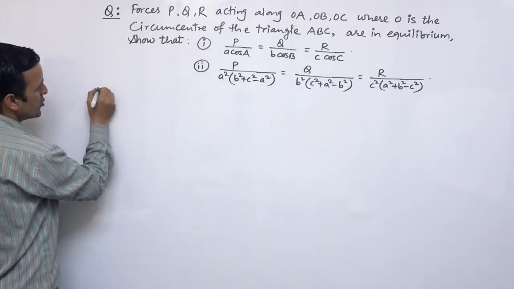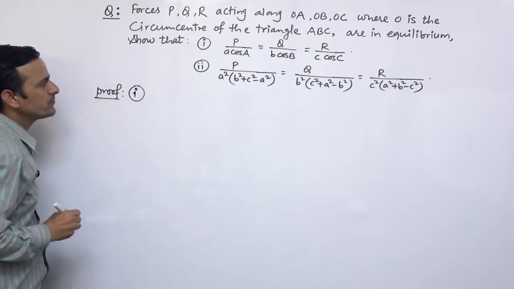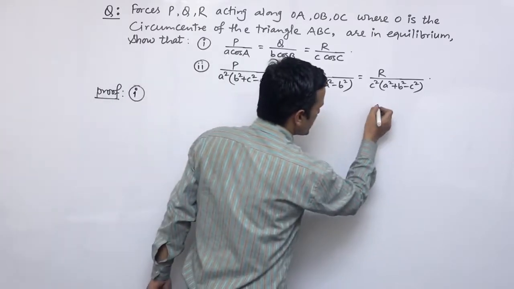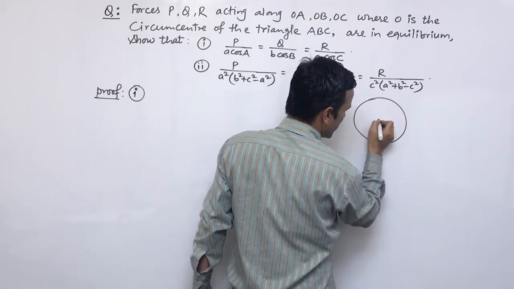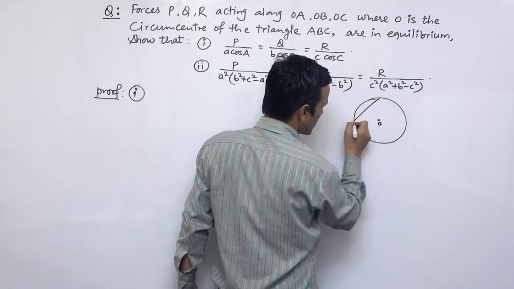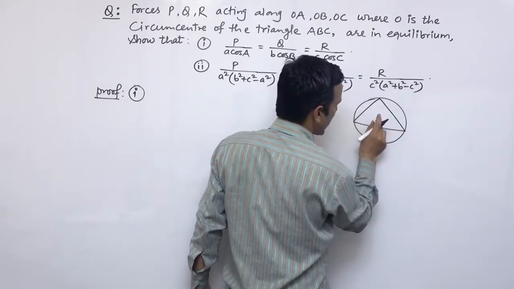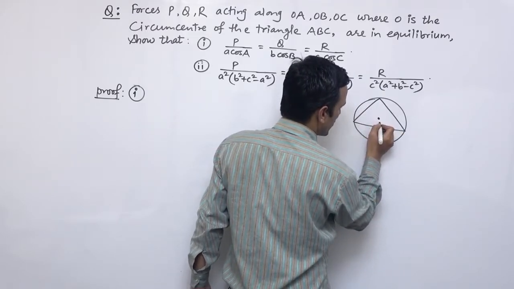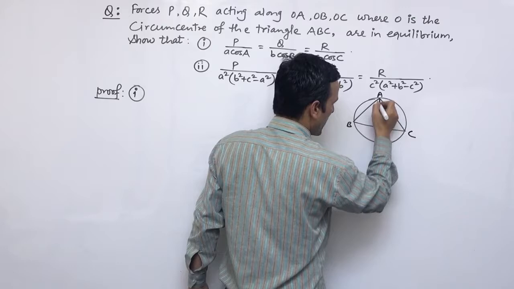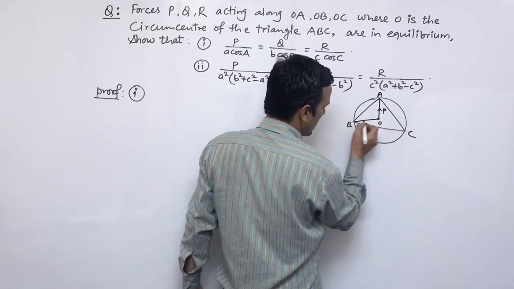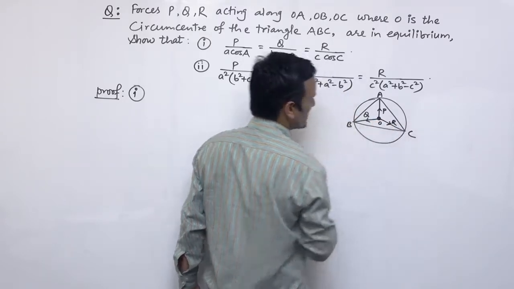So let's prove number 1. First, number 1 we are proving. So let's draw the picture. So this is center O, and one triangle is drawn over here. So this is the triangle and this is center O. This is A, this is B, this is C. So OA is the P force, OB is the Q force, and then this force is the R force.